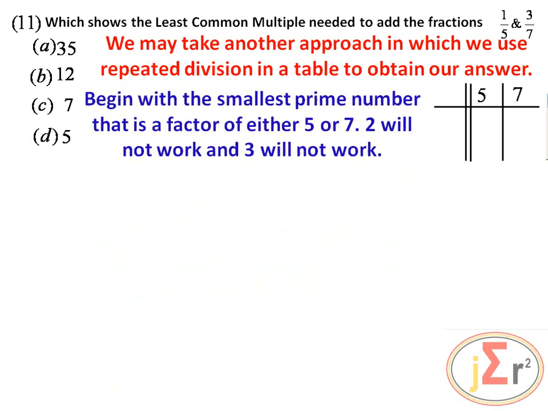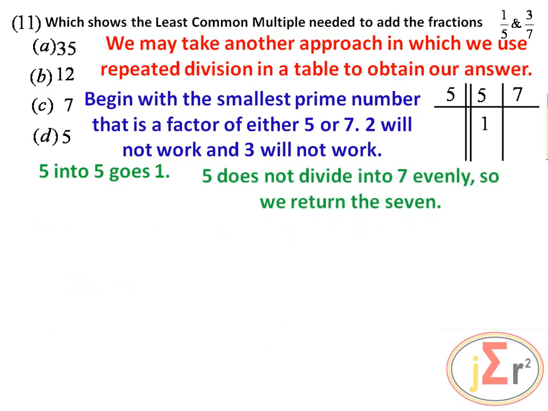Begin with the smallest prime number that is a factor of either 5 or 7. 2 will not work and 3 will not work. So we begin at 5. And we say what? 5 into 5 goes 1 time. 5 does not divide into 7 evenly. That means 7 is not divisible by 5. Because 7 is not divisible by 5, we will return the 7 as it is.